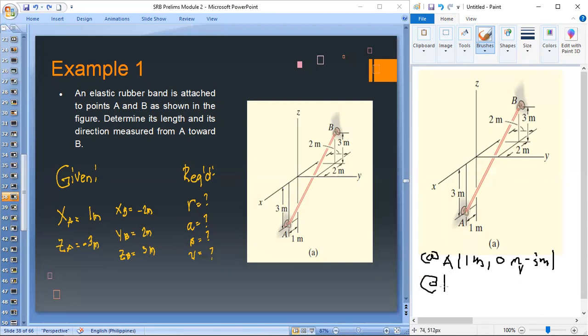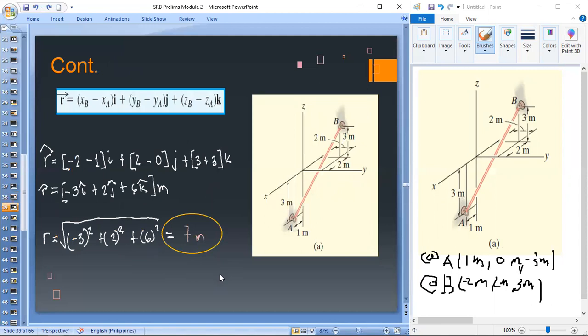At B naman, we have negative 2 meters sa x natin. Since, negative siya, di ba, papunta doon? Sinabi ko kanina. Right handed natin. So, negative 2 meters. And your y is positive kasi umalis ka eh. Diba? Umalis na siya. Kasi ito kasi, nasa plane pa rin siya ng y. Dito, umalis siya by 2 meters. So, 2 meters. And your z, positive kasi pataas. 3 meters. So, this is your coordinates. So, dito lang yan. And then, continuation natin, this is our position vector.